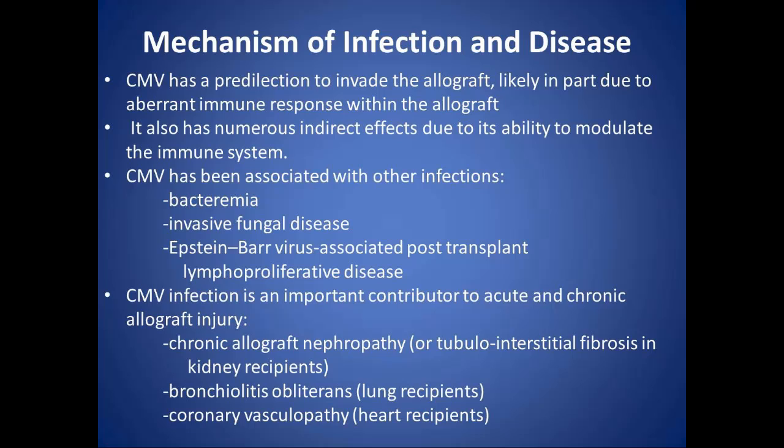CMV has also been associated with other infections like bacteremia, fungal infections, EBV, lymphoproliferative disease. And CMV is also an important contributor to acute and chronic allograft injury. So in kidneys, you can get chronic allograft nephropathy, or what's called tubulointerstitial fibrosis. In lung recipients, it can contribute to bronchiolitis obliterans, and in heart transplants, it can contribute to coronary vasculopathy. So you don't just get the illness from getting CMV disease or infection. You could also have effects on the allograft itself, even in terms of chronic allograft injury.